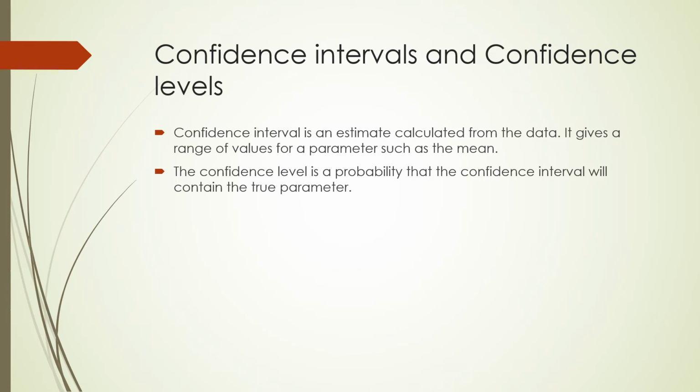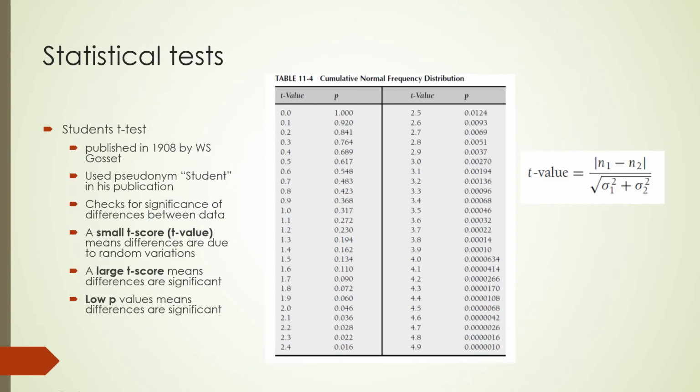So let's see how these two are tied together. If, for example, your parameter is the mean, then you would state the mean at a 95% confidence level or 95% confidence interval. To wrap up basic statistics, let's look at two statistical tests.